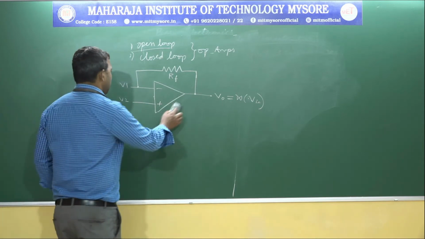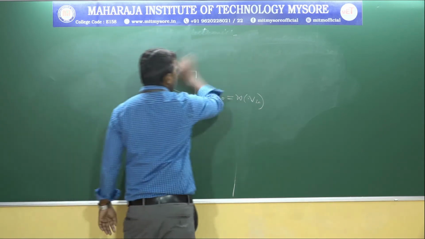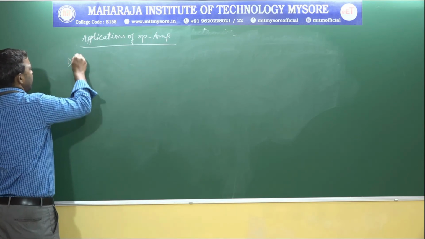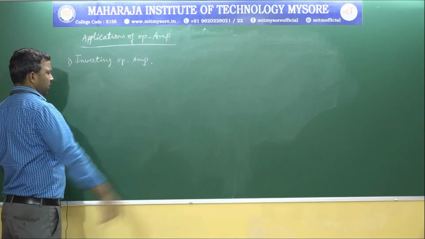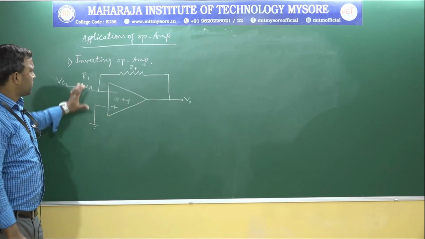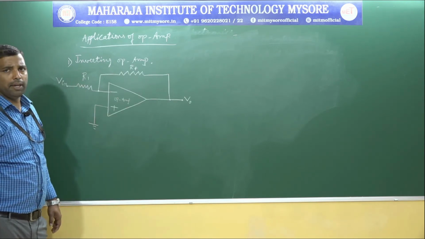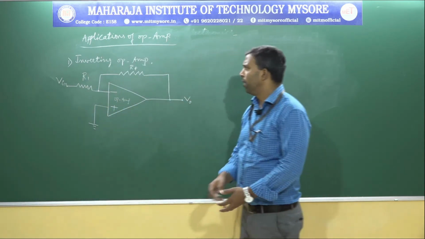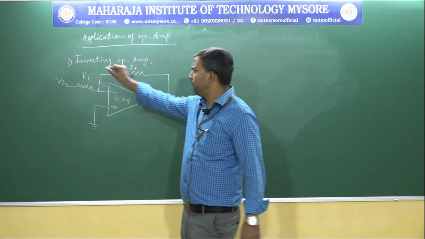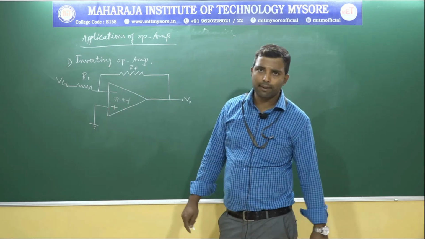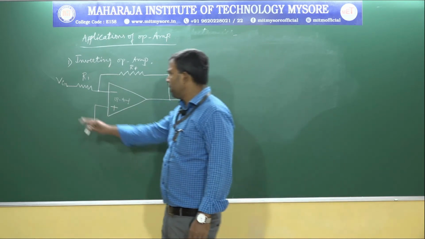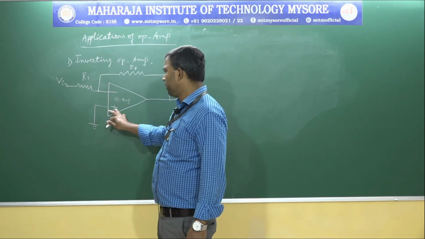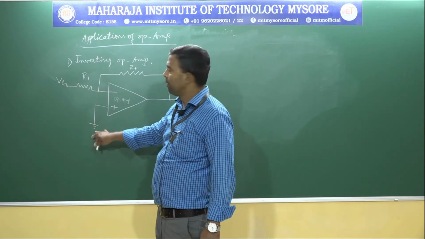Okay. The next topic is application of the op-amps. First one, we are considering the application as inverting op-amp. Let us consider the circuit. This is a circuit diagram of an inverting amplifier, inverting op-amp. Here the name indicates that it is inverting. We are applying the input voltage at the inverting terminal and the non-inverting terminal is grounded.